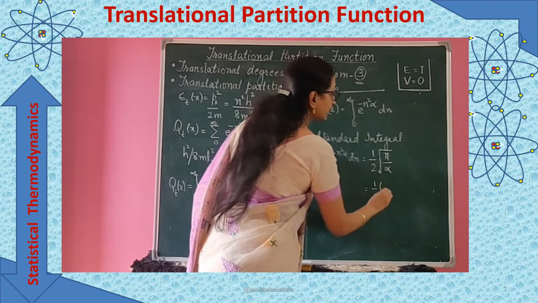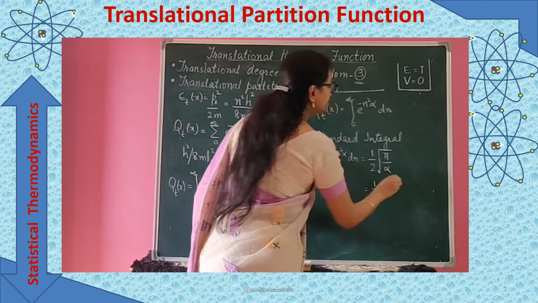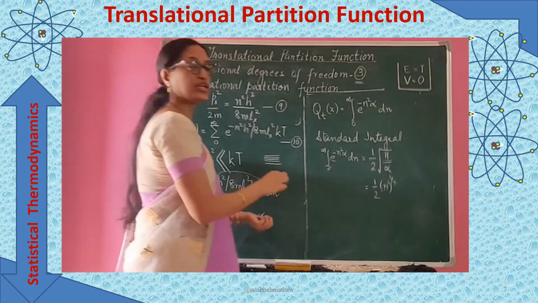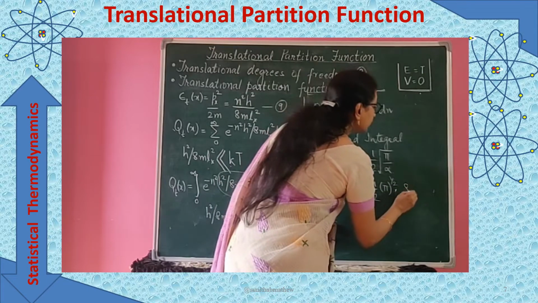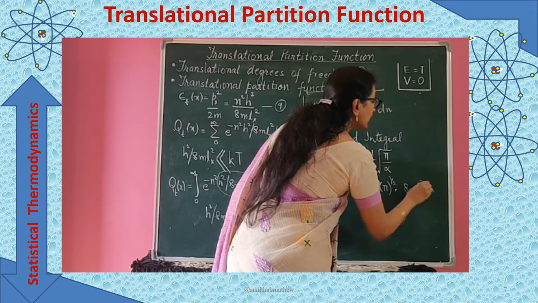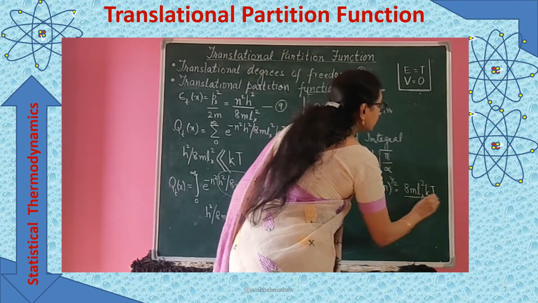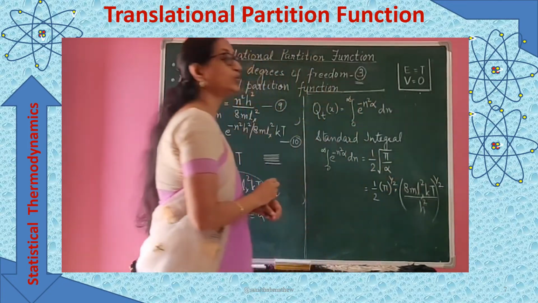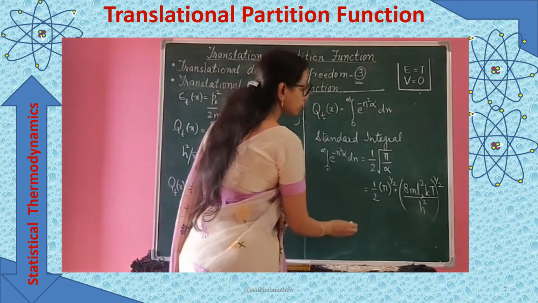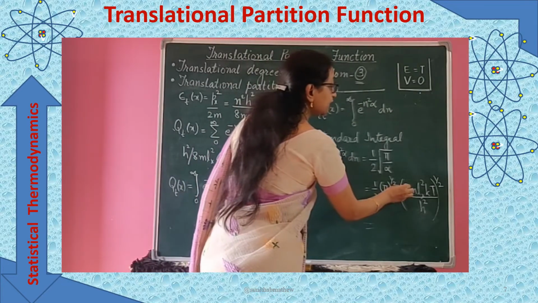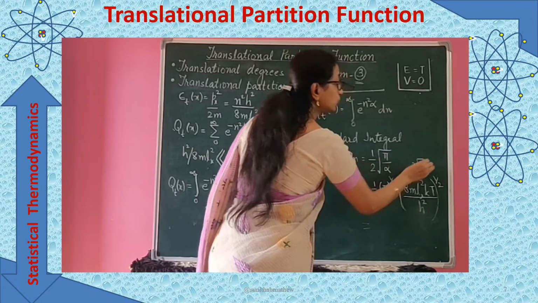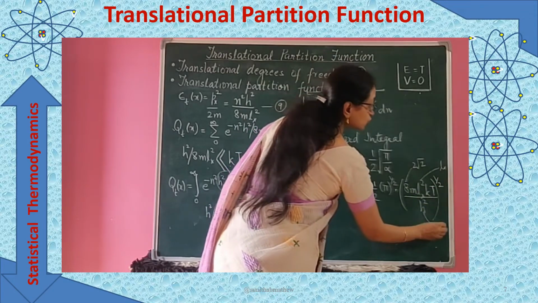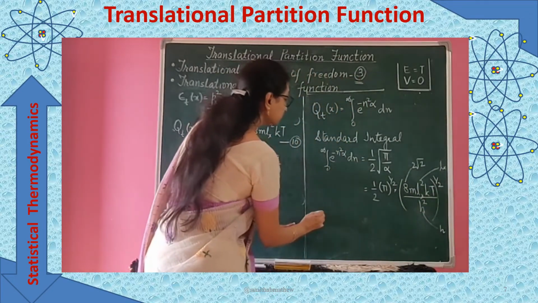This is root of pi, that means pi to the power half. Alpha is h square upon 8m Lx square kt, and alpha is in the denominator, so it will get inverted. So here we will have 8m Lx square kt divided by h square, to the power half. Now on solving this, what we will get? We know that root 8 is 2 root 2. Lx square root will be Lx. Root of h square will be h. So what we will get?